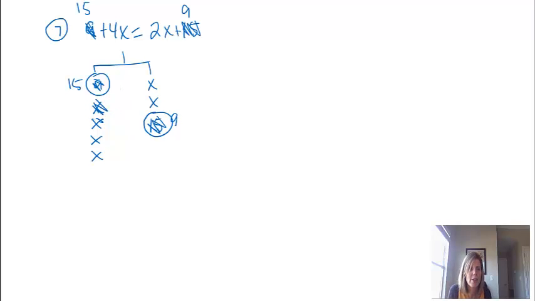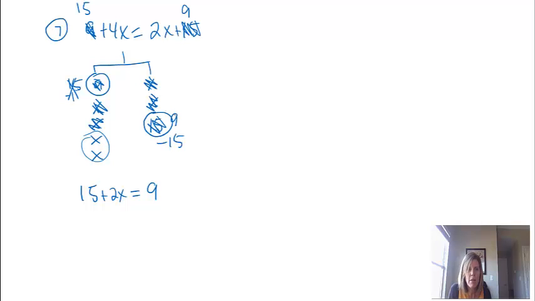All right, so I can cross 2 x's off on both sides. And now let's look at what I have left. I have the 15, and I have 2 x's, and then on the right side, I have 9. Okay, so now I want the x's by themselves. So we know that we need to get rid of the 15, so I'll just subtract it from both sides.